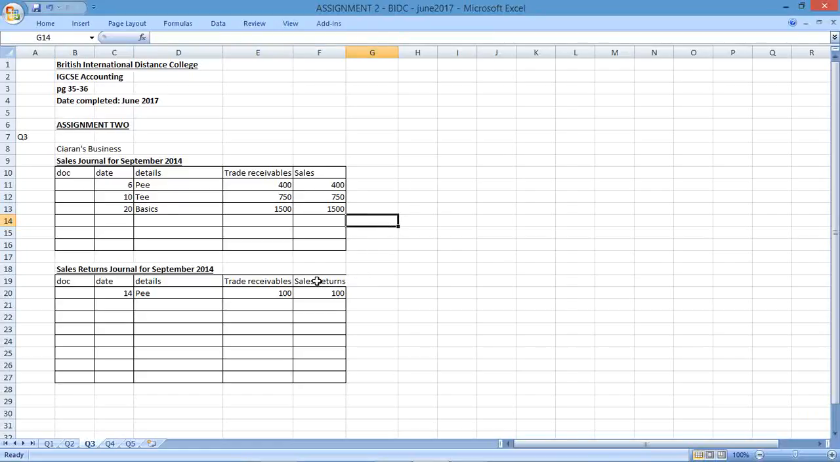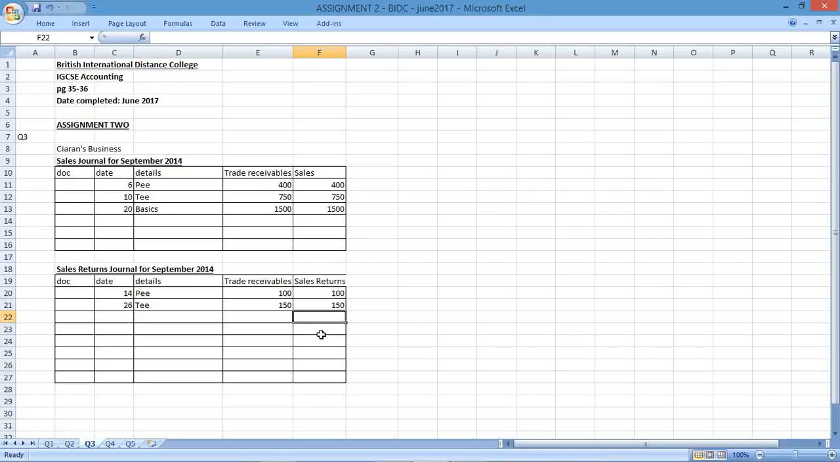Then on the 26th, you have goods returned. And this came from T. And T returned 150. Then they said, show the totals for the month.